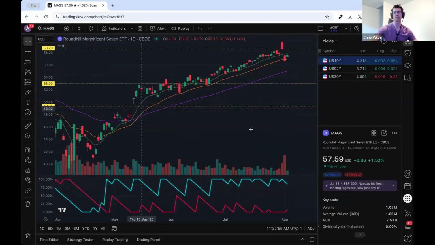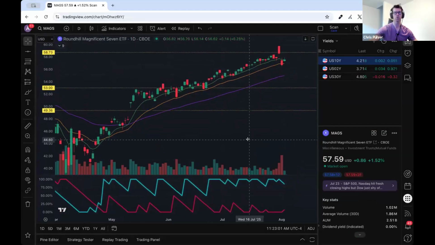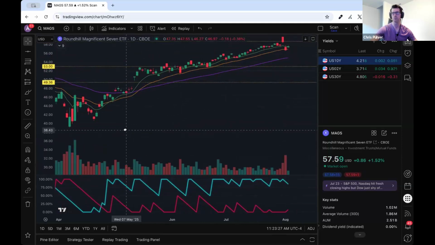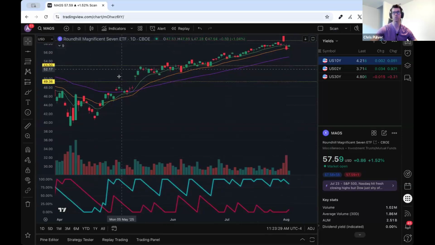You can play the individual stocks, but Mags is trading a lot like the index. We tested the 21 last week and we're above it right now, but if we get below the 21, I think we fall between the 21 and the 50. I've got a big fib on my Mags as well, down to the lows around $39, and then up to these recent highs. Even a simple 23 to 38% pullback pulls us back into the mid 50s or low 50s. I'd probably wait and see if we get that as an opportunity to buy the Mags.